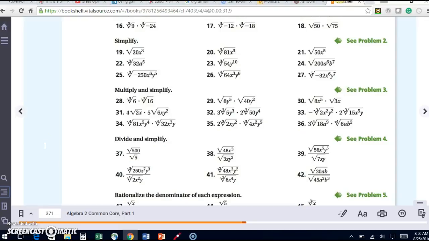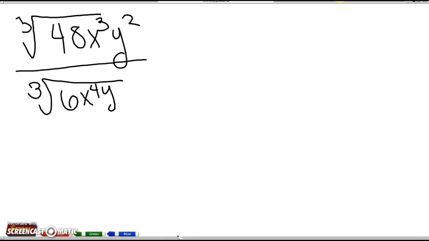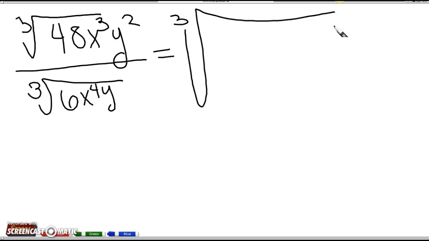Okay, we're taking a look at problem 41 on page 371. We have the cube root of 48x to the third y squared divided by the cube root of 6x to the fourth y. So I've written it here on my whiteboard. And the first thing I'm going to do, I'm going to put everything under the same radical.